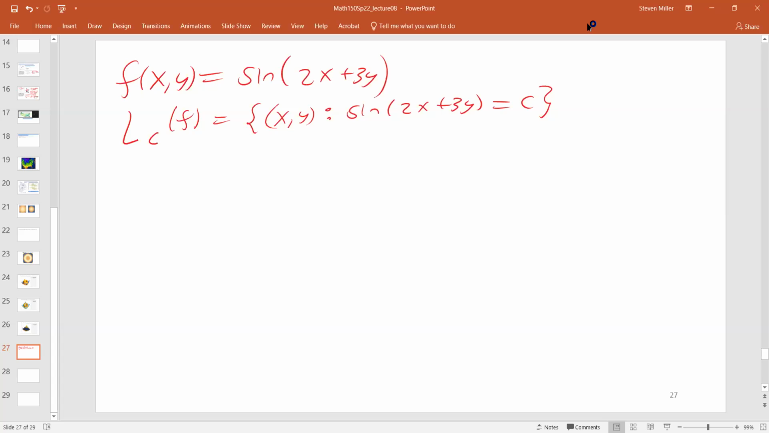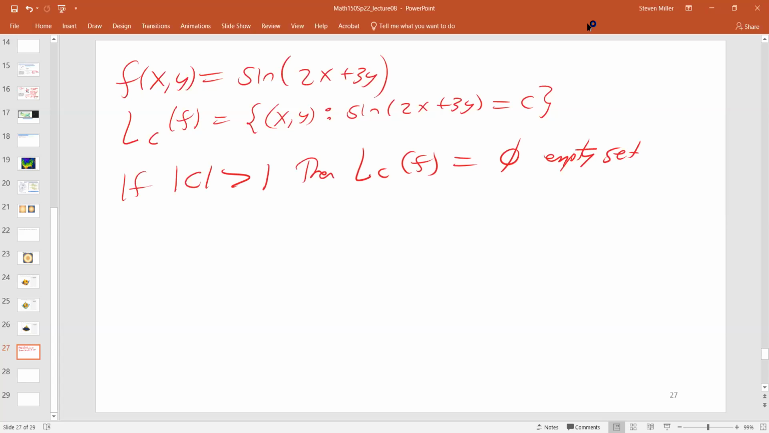Yeah, so give me a value of c. 2. So if the absolute value of c is greater than 1, then the level set of height c is the empty set. This is because -1 is less than or equal to the sine of any input, which is less than or equal to 1. So sine lives between -1 and 1. So if I give you a value of c equals -2 or 2022 or -5, there's going to be no input that works.